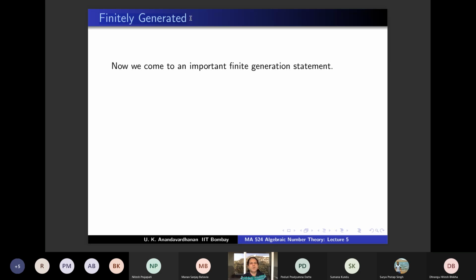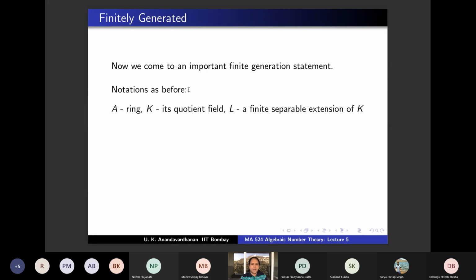Okay, so the result is about finite generation. So we come to an important finite generation statement. Notations are as before. A is a ring, and K is its quotient field, and L is an extension of K, which we are going to assume is finite separable. It's a finite extension and separable.